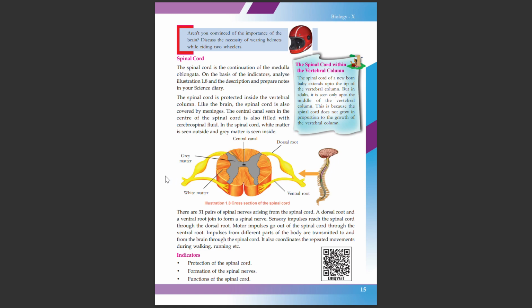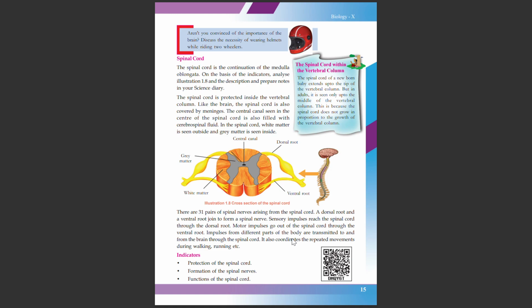There are 31 pairs of spinal nerves. 31 pairs of spinal nerves and 12 pairs of cranial nerves are present. The dorsal root and the ventral root join to form the spinal nerves. Spinal sensory impulses reach the spinal cord through the dorsal root. Motor impulses go out of the spinal cord through the ventral root.